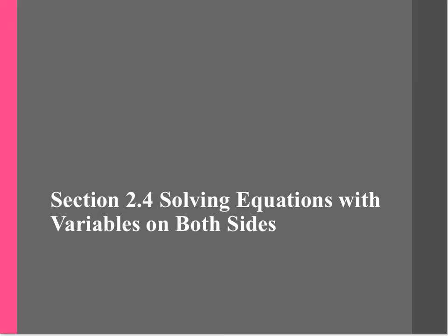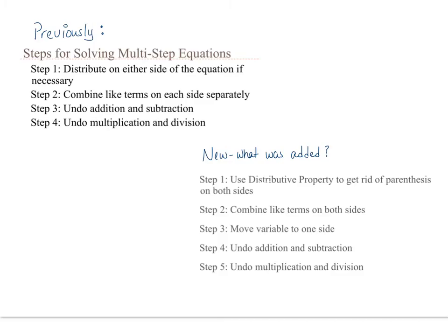Welcome to Chapter 2, Section 4, Solving Equations with Variables on Both Sides. Previously, you had 4 steps for solving a multi-step equation. Now we have 5. I want you to take a quick look at these and see if you can determine what has been added. That's right, step 3. Move the variable to one side.